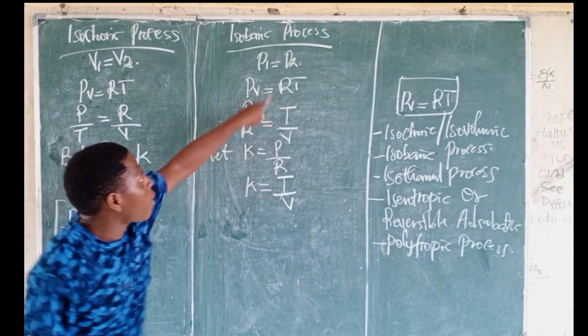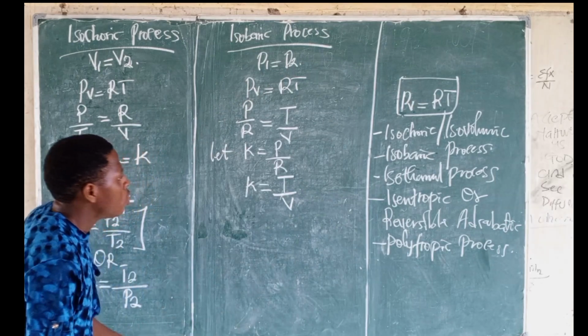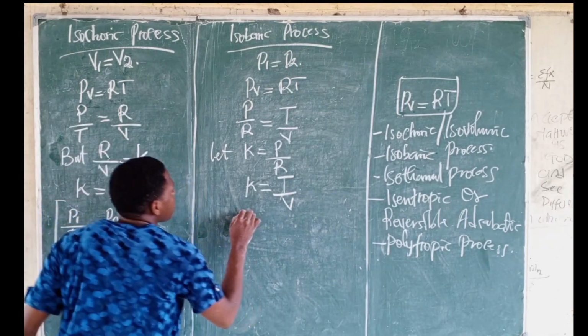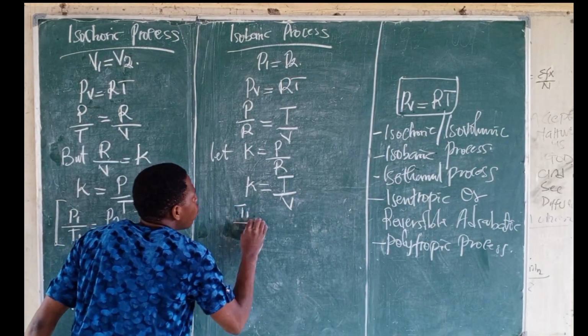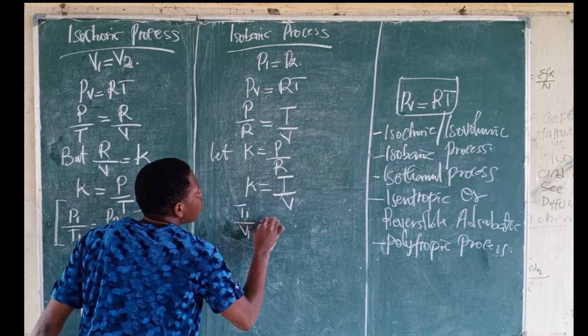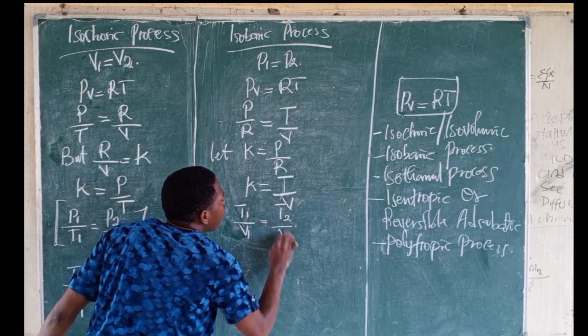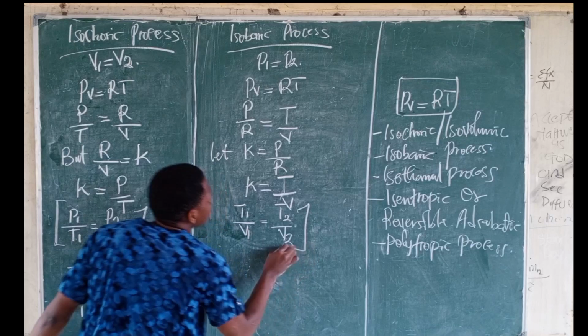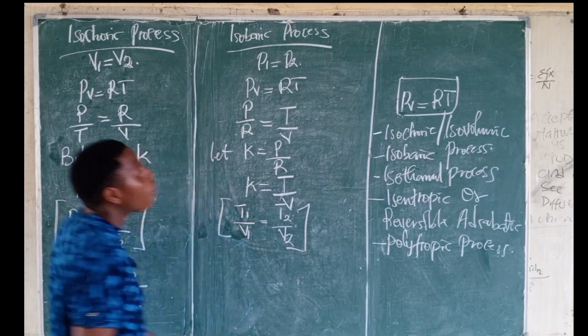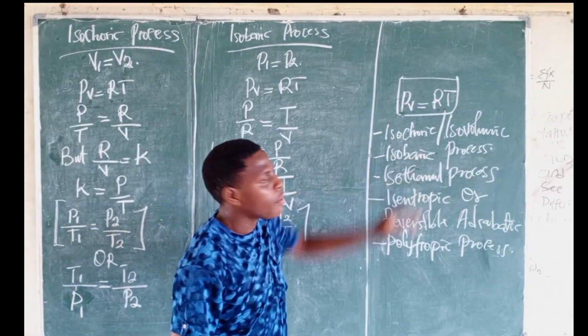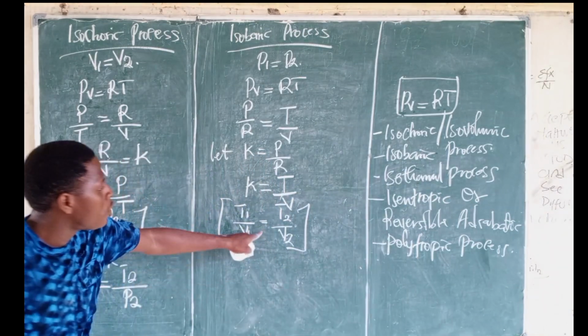Now we know that we are talking about state 1 and state 2. So this can be written as T1 over V1 is equal to T2 over V2. This is the equation of state for the isobaric process.